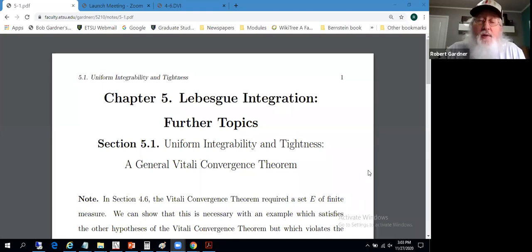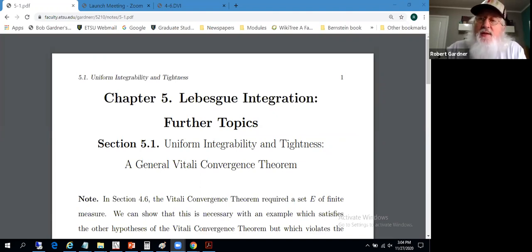Now for a few topics on Lebesgue integration, further topics, is the title of Chapter 5. Section 5.1, Uniform Integrability and Tightness, a general Vitali convergence theorem.